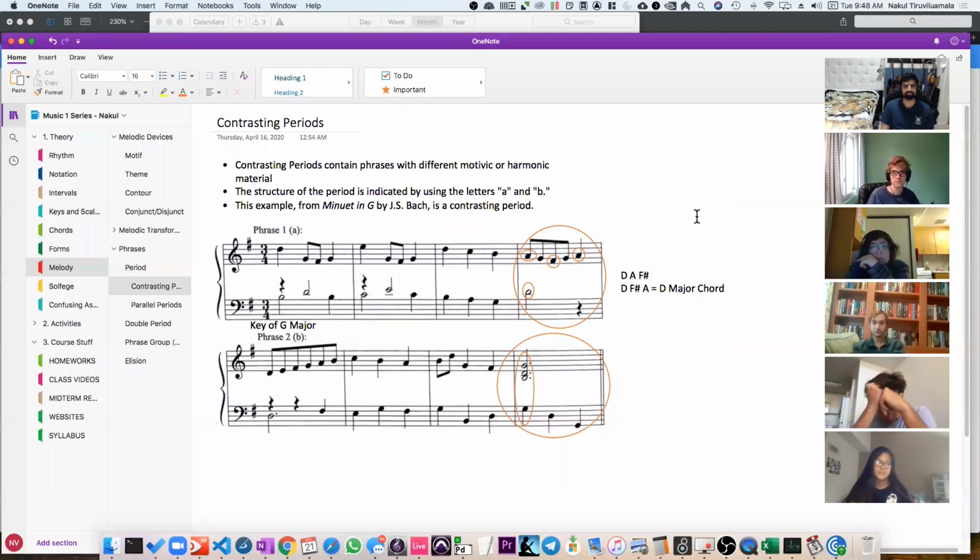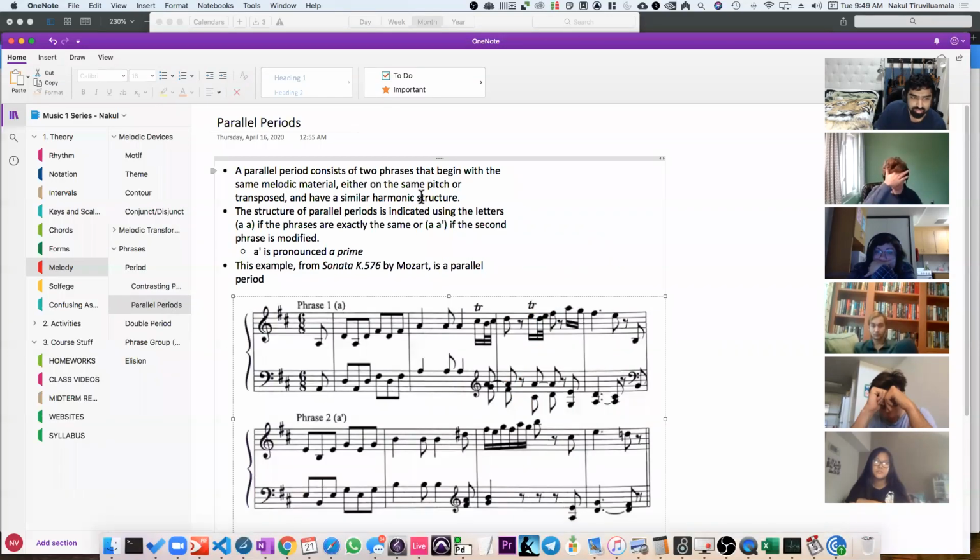Okay, great. So a contrasting period is when the first phrase of the period doesn't have any material that resembles the second phrase of the period. Right? This beginning, da da da da da da da, doesn't sound like this, right? Okay, that's a contrasting period, to contrast with a parallel period.